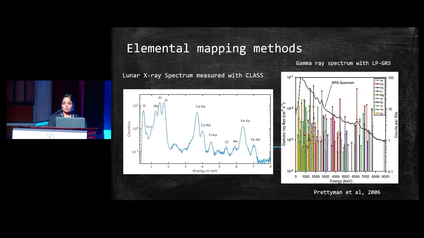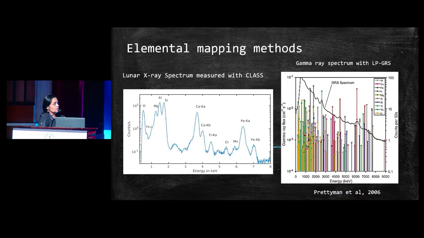Are there other methods? Yes. Gamma ray spectroscopy is the method that has been used at the moon earlier. For comparison, shown here is a gamma ray spectrum from the Lunar Prospector gamma ray spectrometer, which was flown in 1998. The maps from GRS are still the basis for elemental studies that we have done for the moon. So for comparison, we have the GLASS spectrum on the left, which is in X-rays, and the gamma ray spectrum on the right.